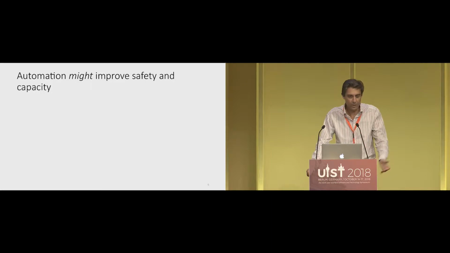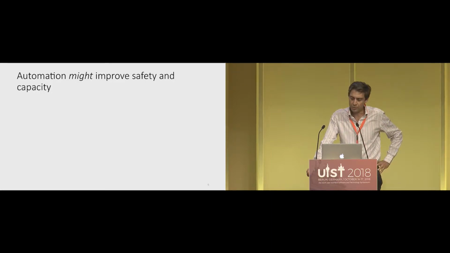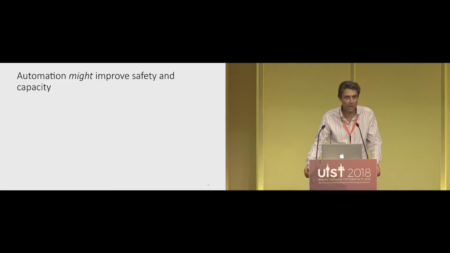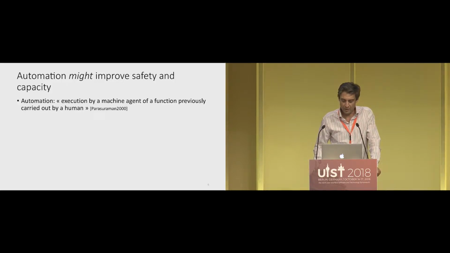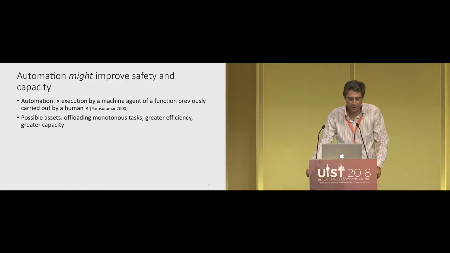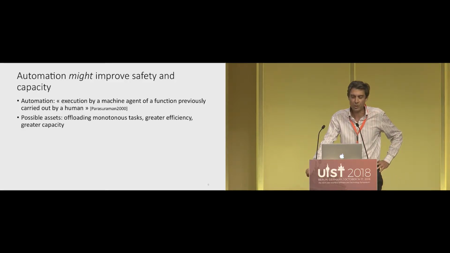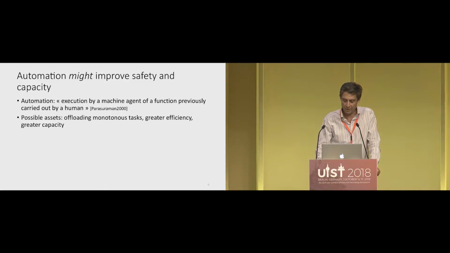Automation is one of the key solutions proposed by international air transport programs, such as SESAR in Europe or NextGen in the US. Automation is the execution by a machine agent of a function previously carried out by a human. Of course, there are assets that are expected from automation: the offload of monotonous tasks from the human to the machines, a greater efficiency, and a greater capacity.